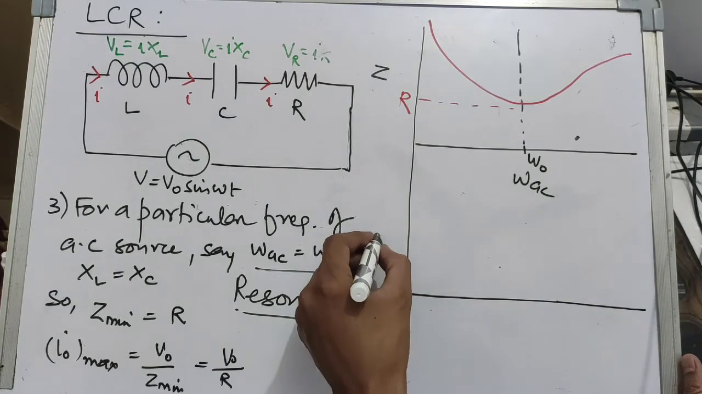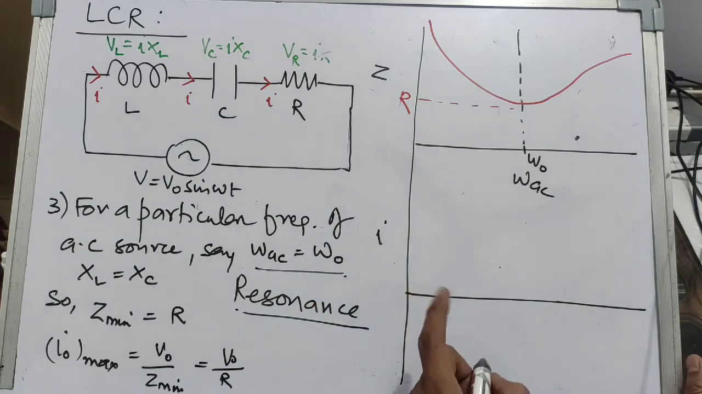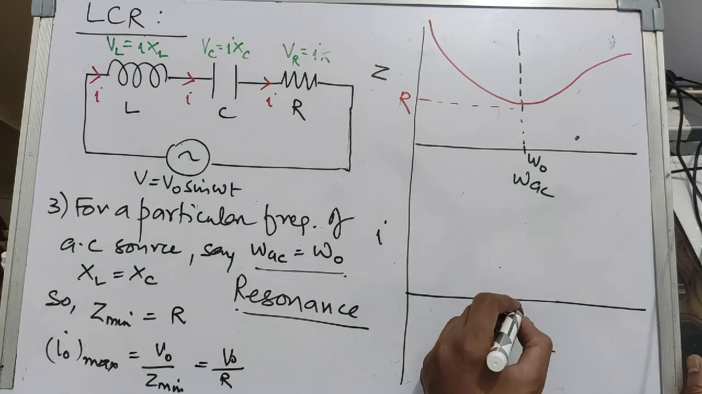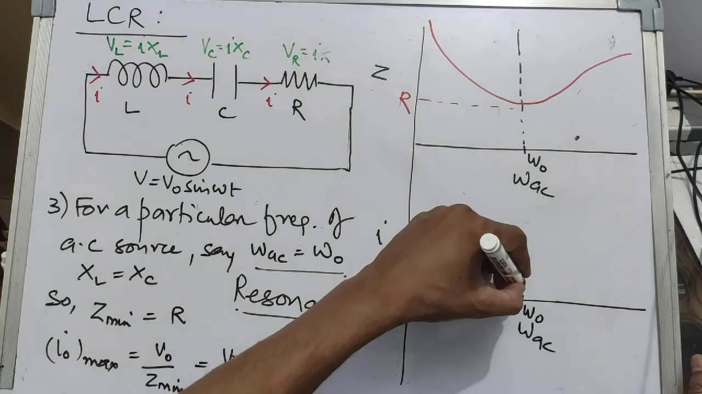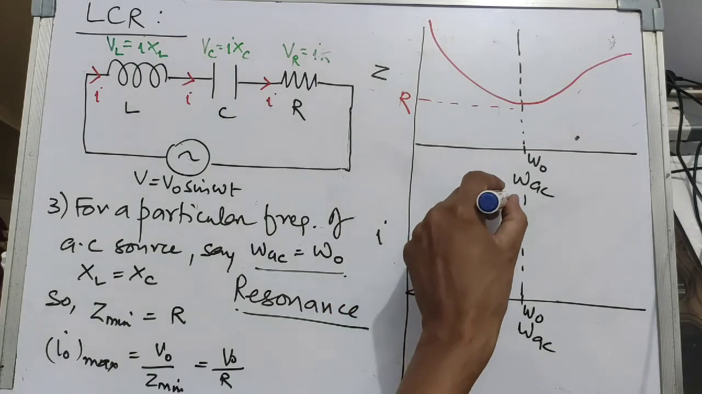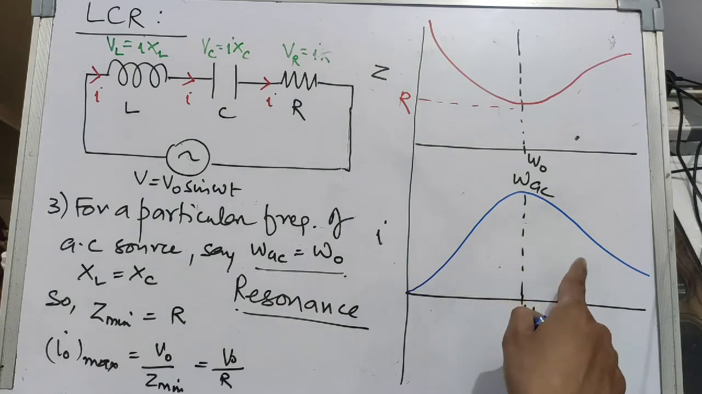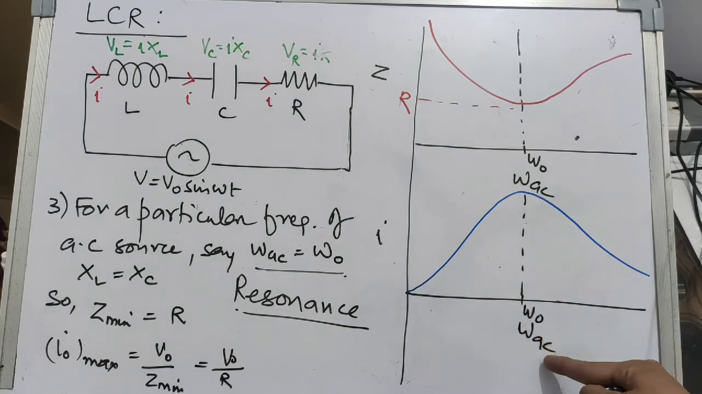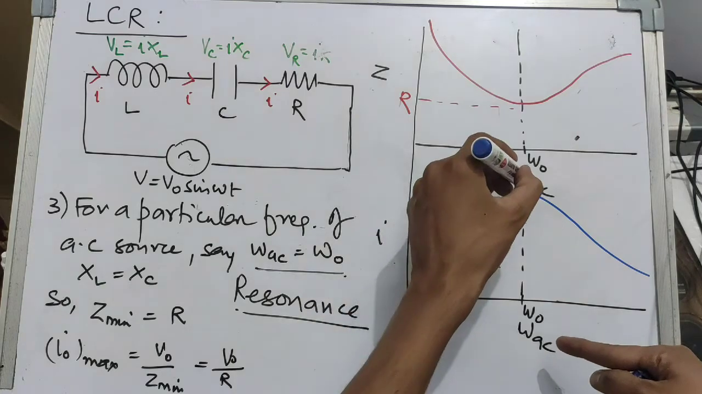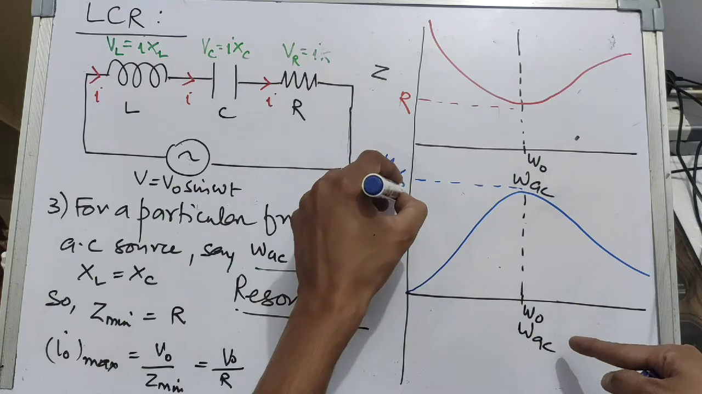Similarly, we can draw the graph between the current I flowing, where I am only drawing the peak value of the AC current, versus the frequency of the AC source, with this as the resonant frequency. Then the graph will be something like this. They are not identical. So when the frequency of the AC source is equal to omega naught, the natural frequency, the current will be maximum, simply V naught by R.